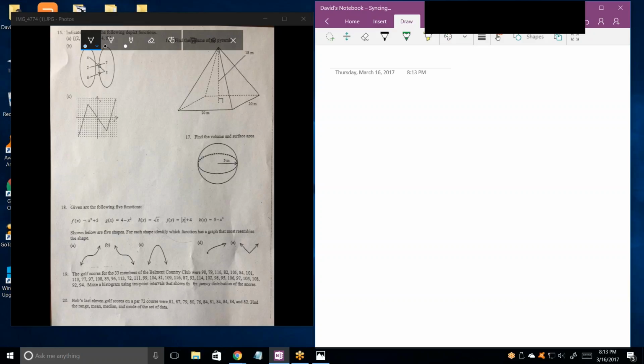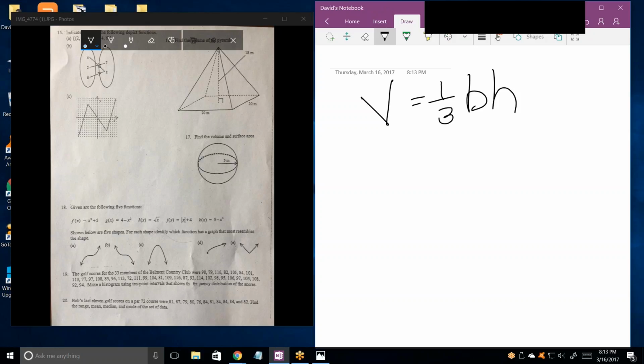Instructions look like they say find the volume of the pyramid. Yes. Okay. What's the formula for the volume of a pyramid? 1/3 times the base times the height. Good. It's always 1/3 if it goes to a point.